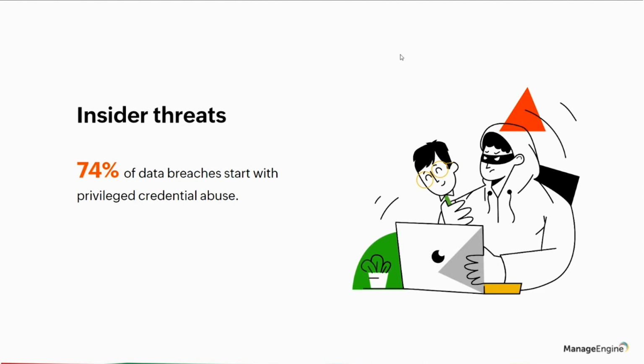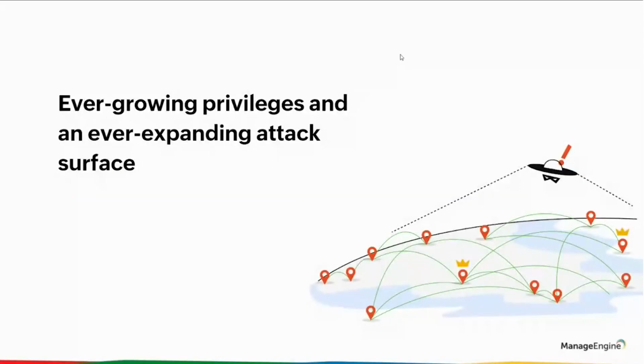Before starting the session, I'd like to give you information from the Verizon DBIR report, where 74% of insider threats are due to privileged credential abuse. Post-pandemic, it's mandatory for all organizations to use a PAM solution in their environment due to hybrid work culture. Ever-growing privileges are ever-expanding attack surfaces for any intruder.